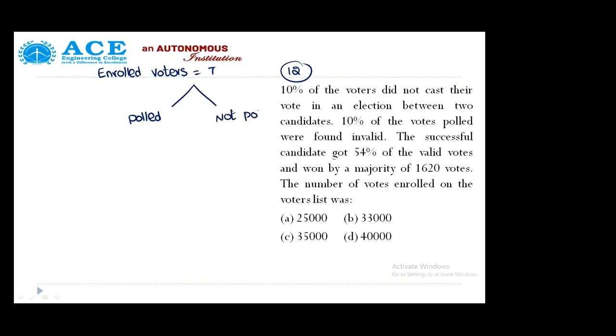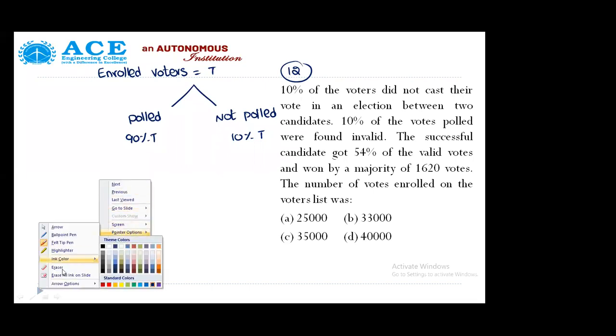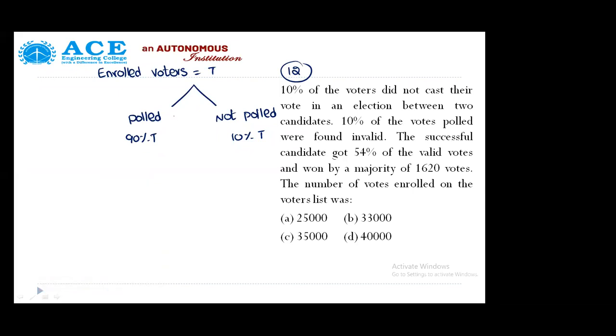Okay, so the list of people is something. Okay, suppose 1,000 people are there. But how many polled, how many not polled? Some people may not attend for polling due to various reasons. That's what 10% of the voters did not cast their vote. Means 10% of T. Now 90% only polled. Guys, 90% only polled. Fine. Now among polled, valid and invalid. This is what full scenario. Polled, let it be P. Among polled, valid and invalid.